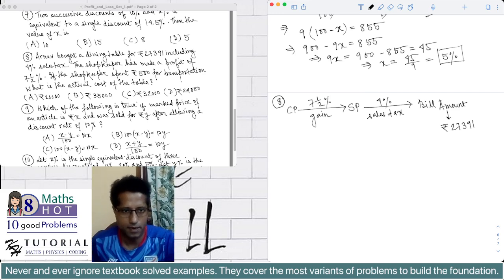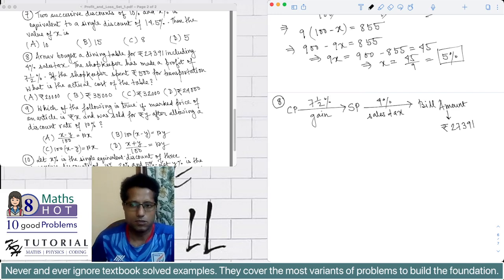Now remember that in this diagrammatic figure, CP is the total cost price at which the shopkeeper purchased the dining table. That includes the transportation cost, which is rupees 500.